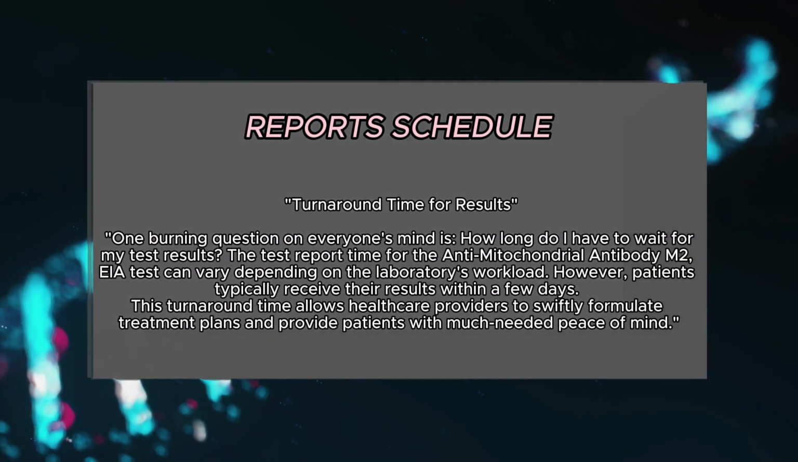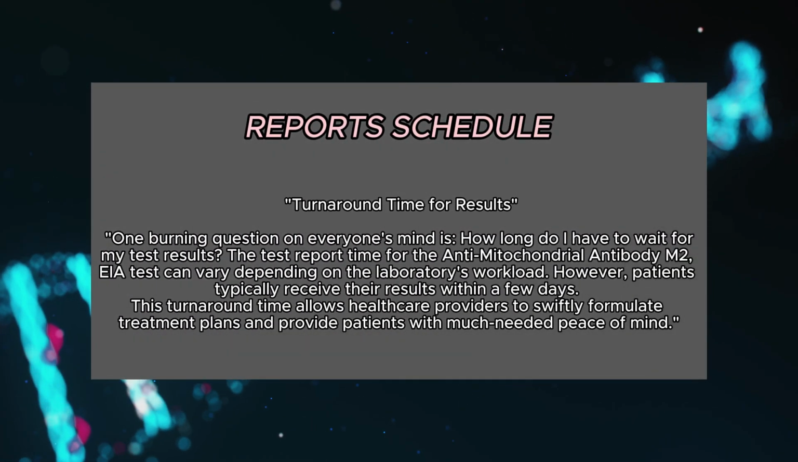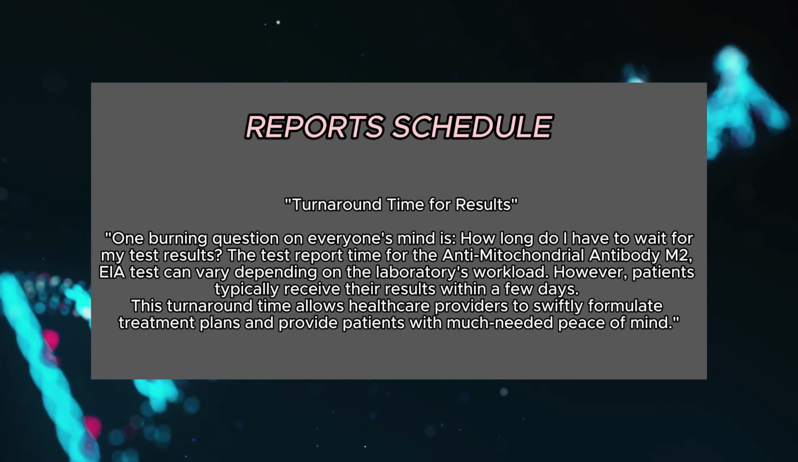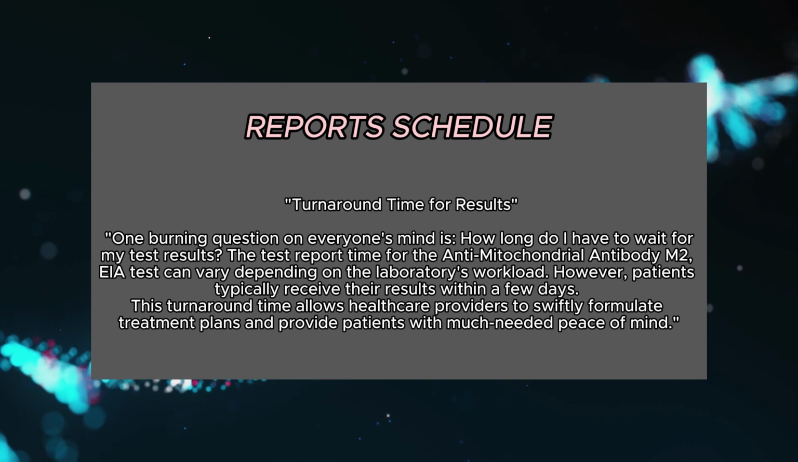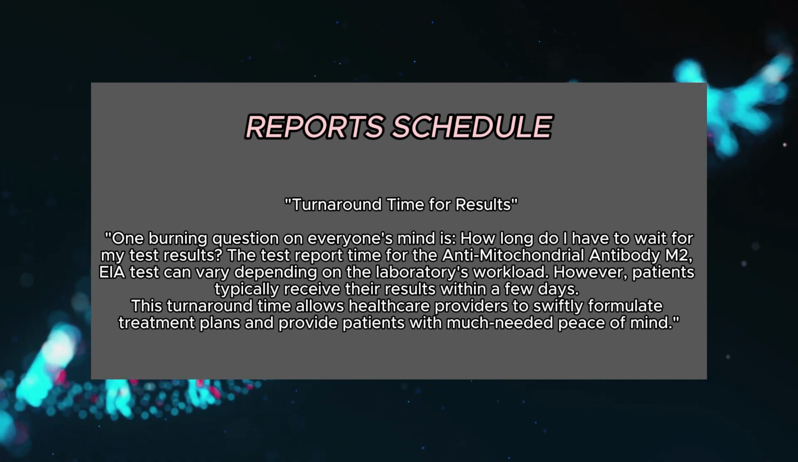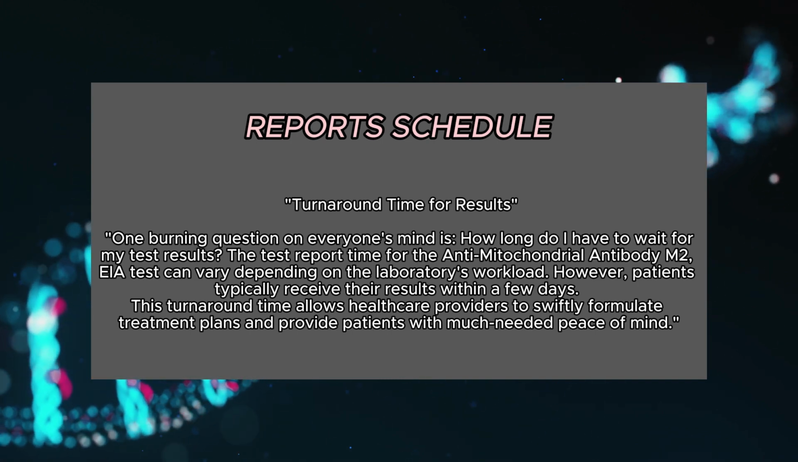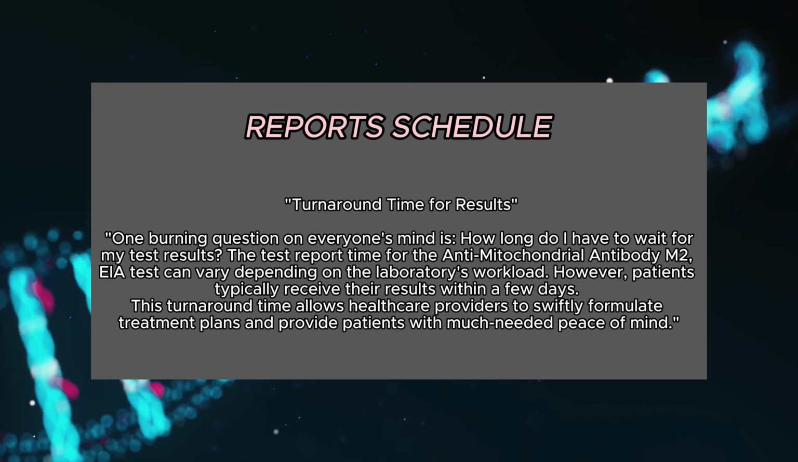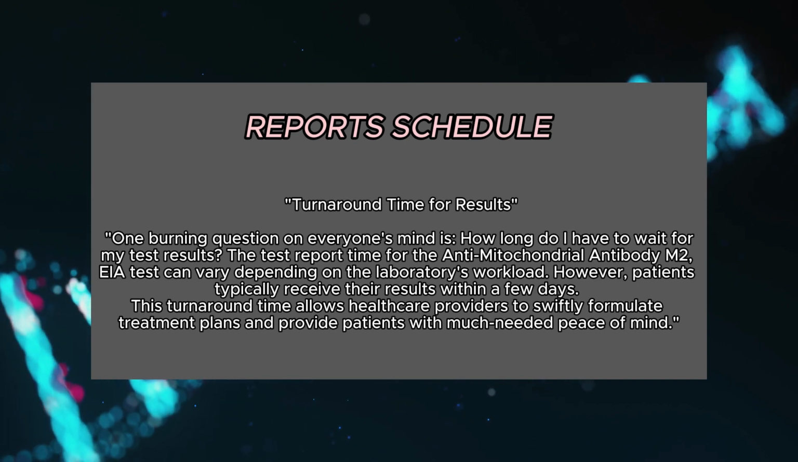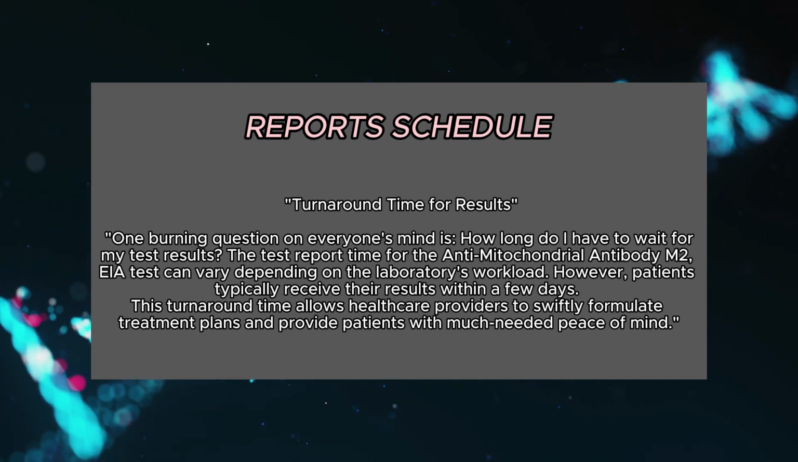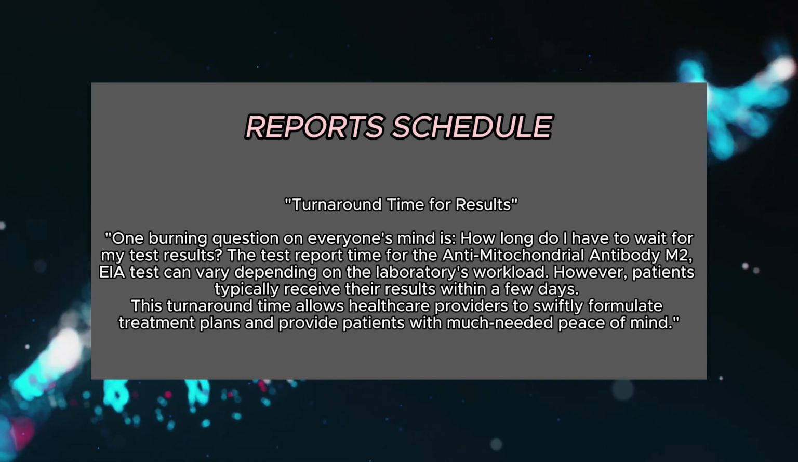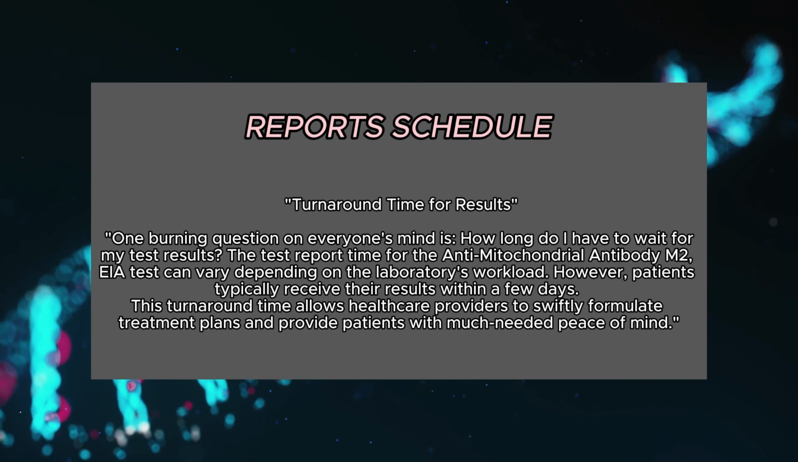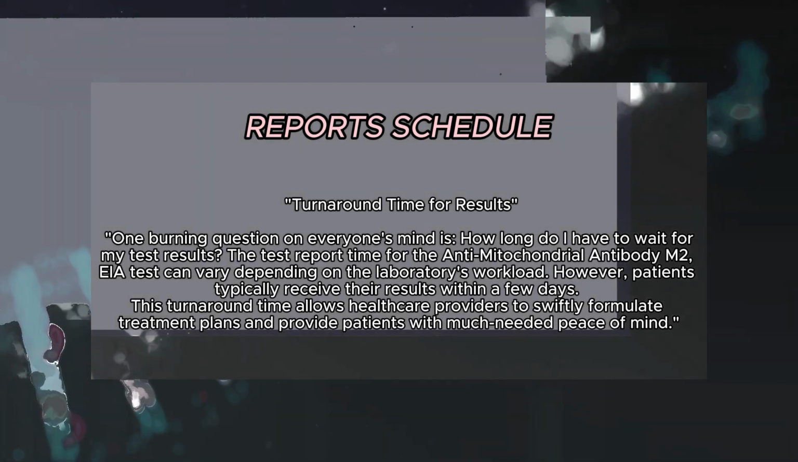Test report time. Turnaround time for results. One burning question on everyone's mind is, how long do I have to wait for my test results? The test report time for the anti-mitochondrial antibody M2 EIA test can vary depending on the laboratory's workload. However, patients typically receive their results within a few days. This turnaround time allows healthcare providers to swiftly formulate treatment plans and provide patients with much-needed peace of mind.